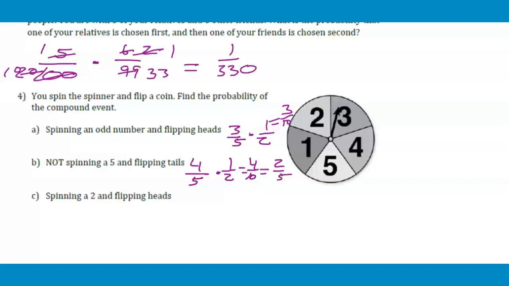Spinning a 2 and flipping heads. Well, how many ways are there to get a 2 out of the 5? It's only 1 out of 5 times flipping heads is 1 out of 2. So you get a 1 in 10 chance. That is your probability. That's compound probability of independent events. One event does not affect the number of outcomes of the second one. That's what makes that independent.